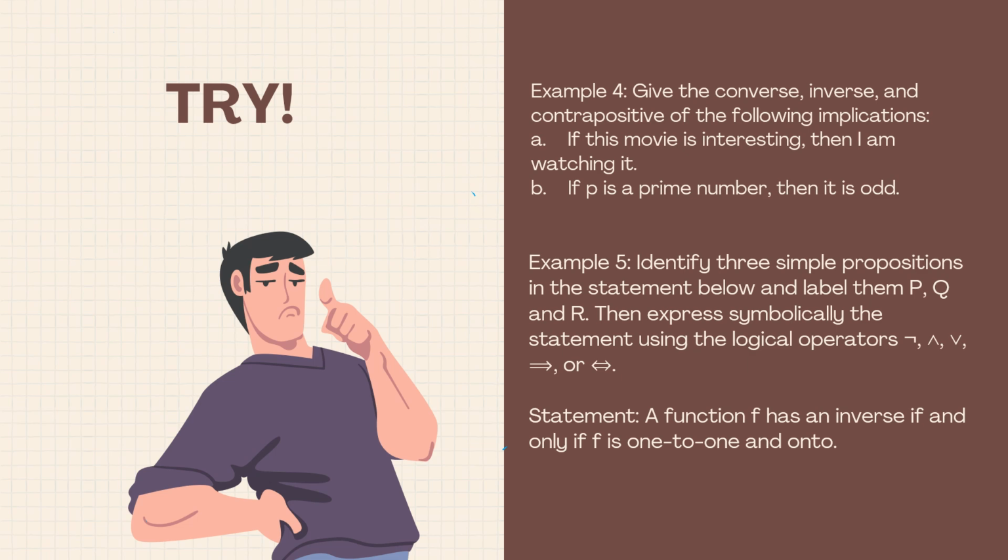Okay, so let's proceed to example 5. Identify three simple propositions in the statement below and label them P, Q, and R. Then express symbolically the statement using the logical operators not, and, or, if and then, if and only if. So we have the statement, a function f has an inverse if and only if f is 1 to 1 and onto. So first, we make our propositions.